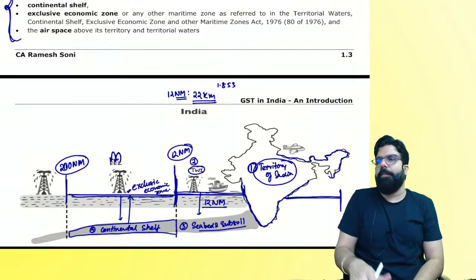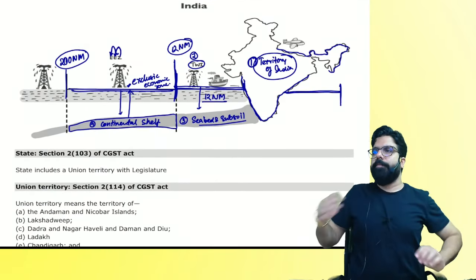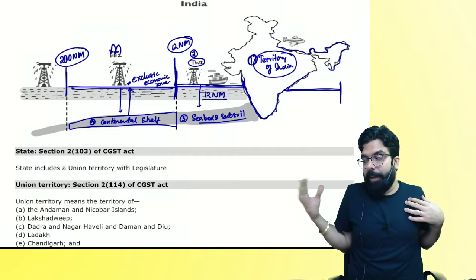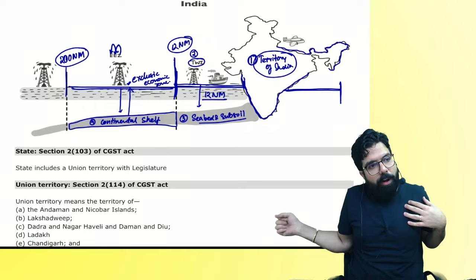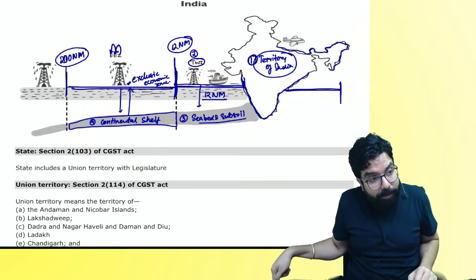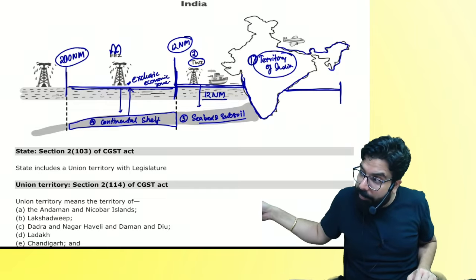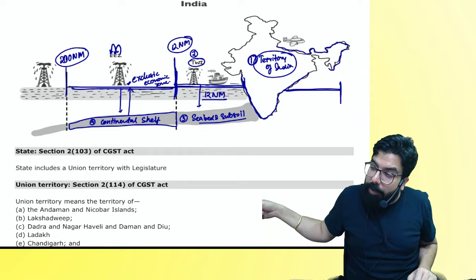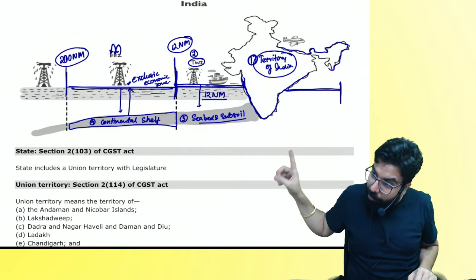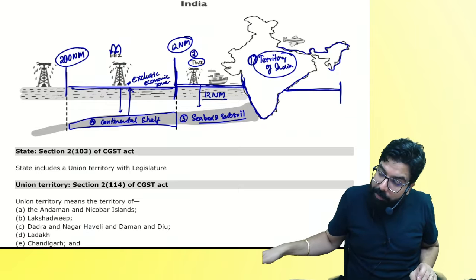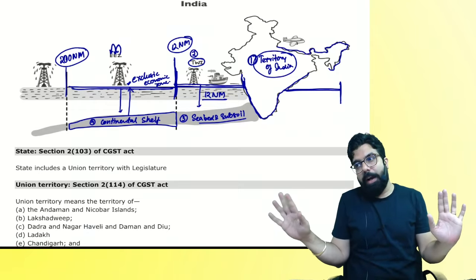First, listen calmly. Tell me one thing. India means what? You see me, India. Territory of India. Then, 12 nautical miles is also India. Under that, seabed and subsoil is also India. After that, up to 200 nautical miles is the exclusive economic zone. And below that is also India. Are we all clear?